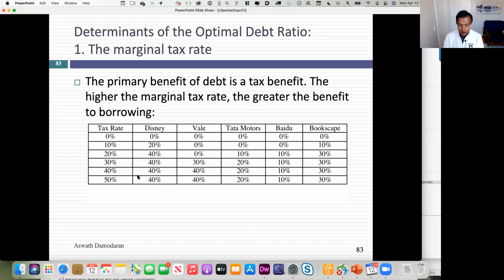In fact, I took my 5 companies and changed the tax rate from 0 to 50%. At a 0% tax rate, every company's optimal is 0. You can try this out with your company. You make the tax rate 0%, the optimal debt ratio will go to 0%. As my tax rate rises for Disney, the optimal goes from 0 to 40%. It caps off because at some point, borrowing more doesn't help you that much, even with high tax rates, because you don't have the income to cover the interest expense. But with every one of my companies, higher marginal tax rates lead to higher optimal debt ratios.